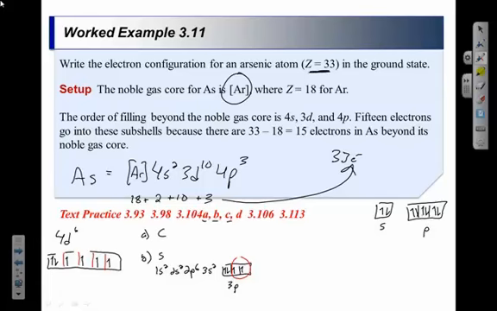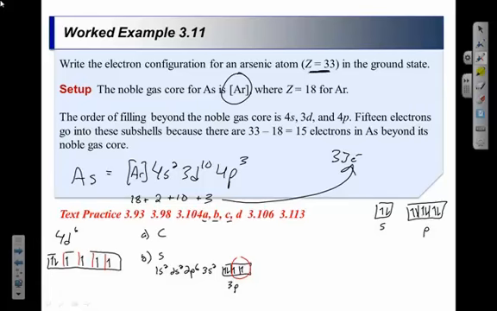Lead. Lead is here. So all of the core electrons have filled up their energy levels. Once I get past xenon, I fill up the 6s. They're paired. I move from the 6s down here. I fill up the 4f. That should pair up all the electrons.